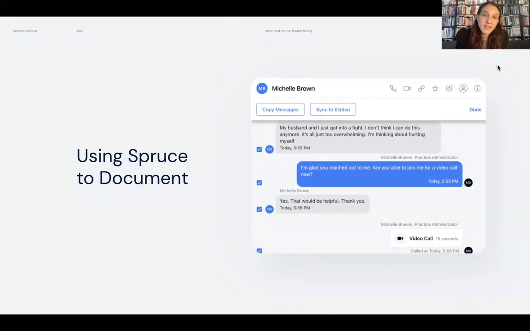So this communication is already present in Spruce. And in this case, you can select these messages and copy them and put them into your EHR, put them into your clinical notation that you are submitting for insurance reimbursement. And in this way, this documentation is already organically created for you. So you're not recreating it. You don't have to summarize it.